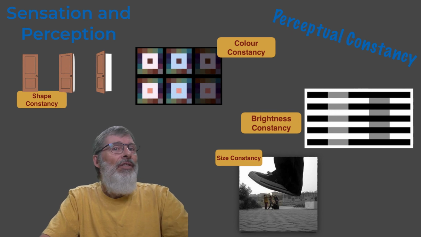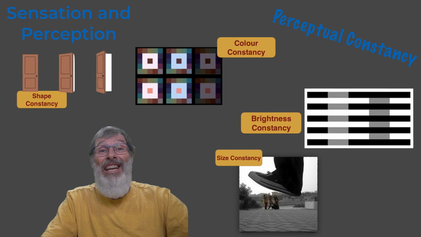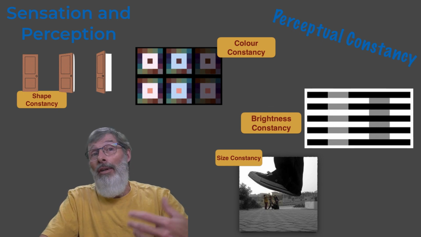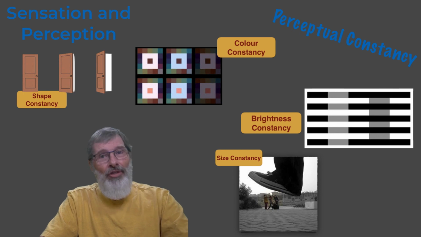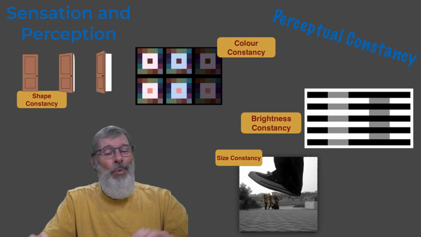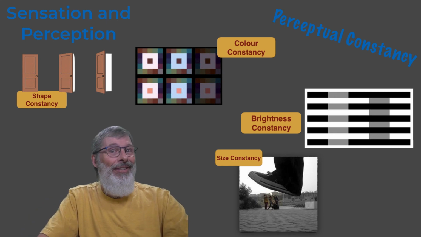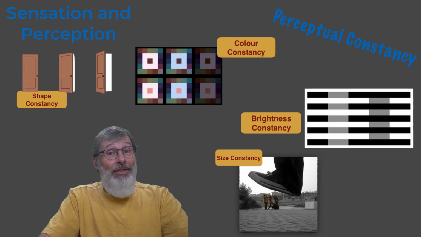Color constancy is the tendency to perceive objects as retaining their color even though lighting conditions may alter their appearance. Now that will come in handy with the Bolotto video that I've put in Journal 2, where basically pigments don't change, lighting changes, and that's how we perceive a change of color when we've moved from light to dark. The color didn't change, the lighting did. Brightness constancy is similar to color constancy.